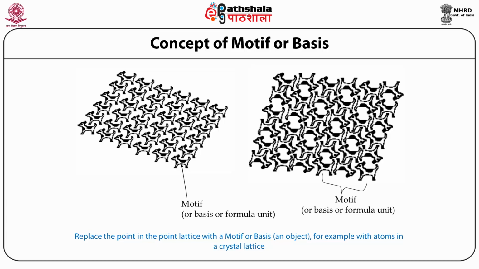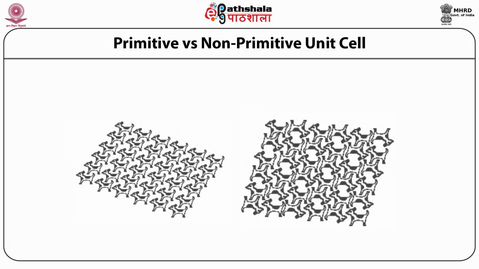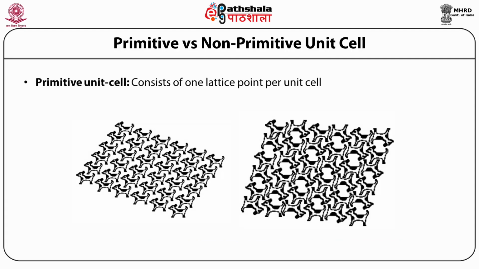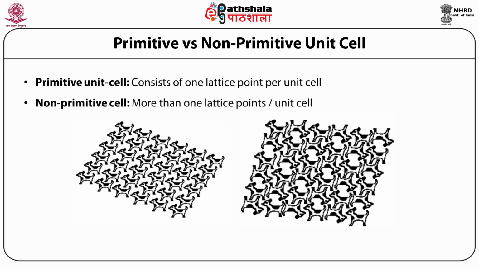Hence, to make a repeatable unit cell, one needs to consider one dog of each type lying next to each other. Primitive versus non-primitive unit cell. A primitive unit cell consists of one lattice point per unit cell, and in a non-primitive cell, we have more than one lattice point per unit cell.